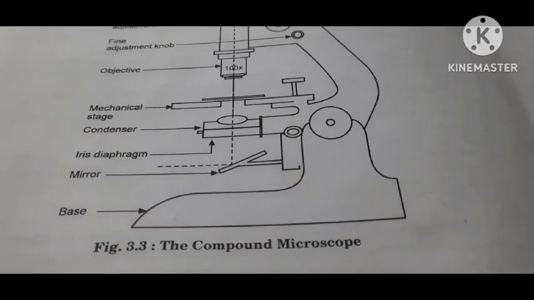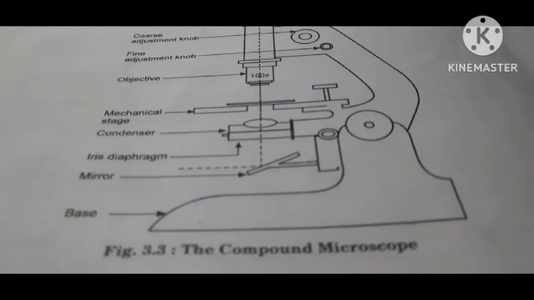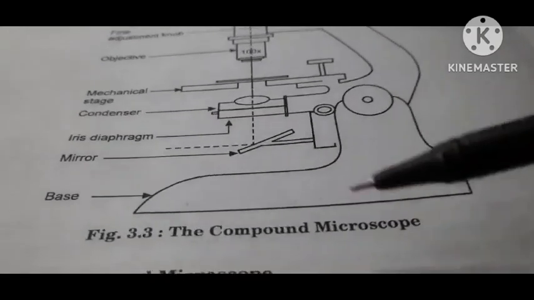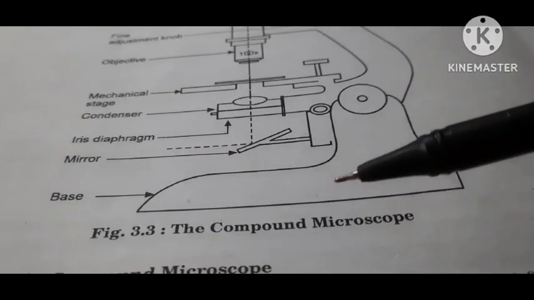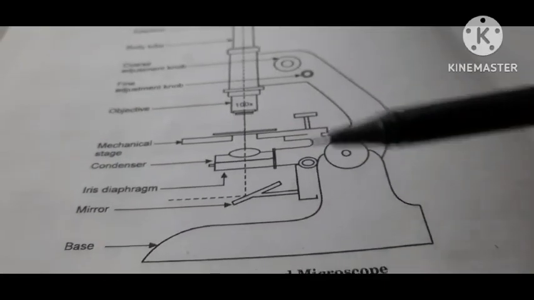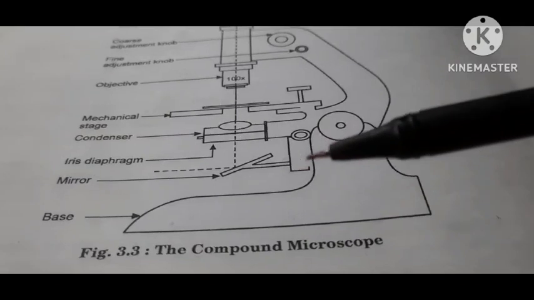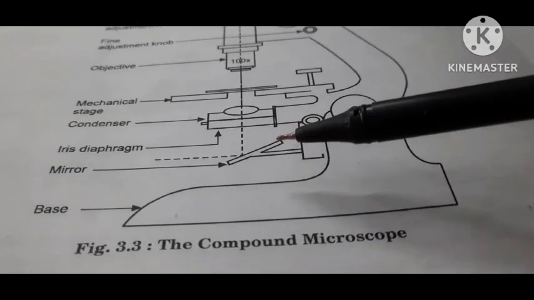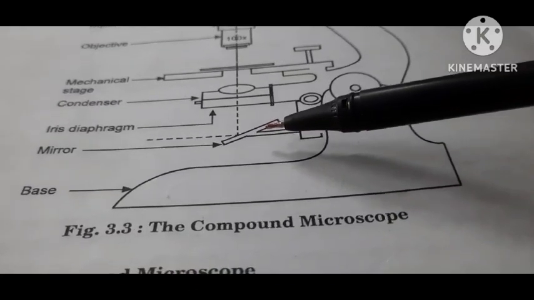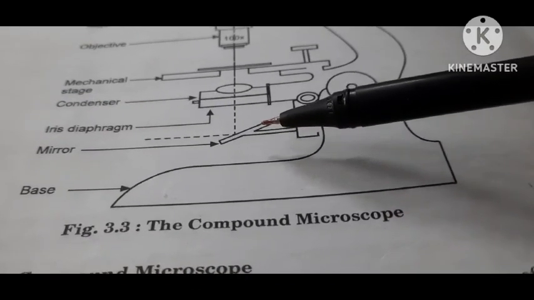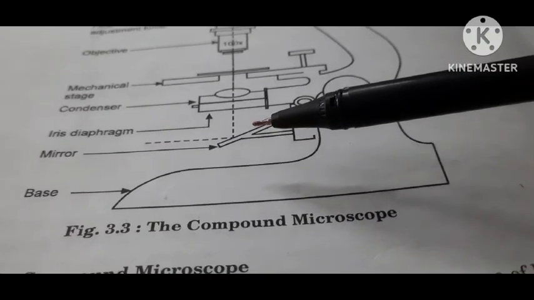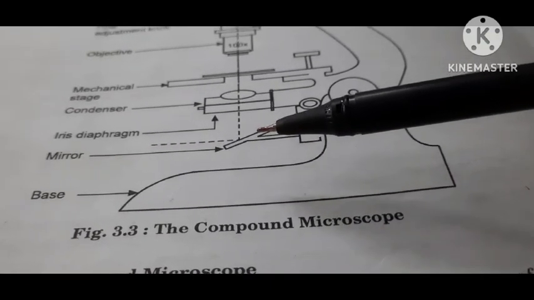Thank you. First of all, we will see all parts of the compound microscope. This one is called the base. The base gives support to the whole structure of this microscope. Then, above the side of this base, there is a mirror. Mirrors are attached here. They are the source of light. Convex and concave mirrors are there, and through these mirrors light rays pass through the lens system.